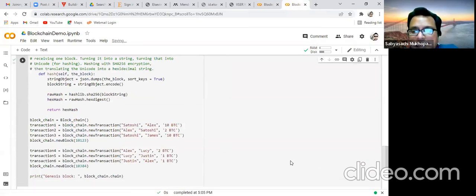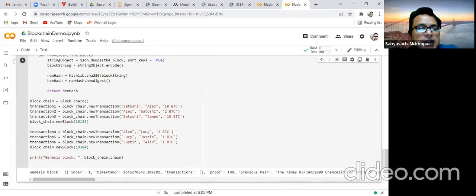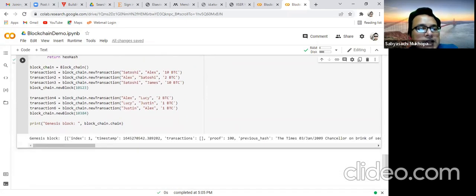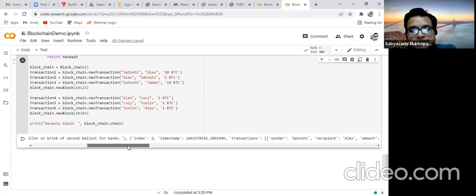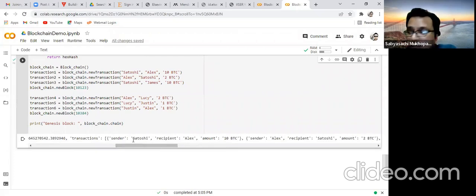Now you see the code has run successfully, and this kind of output will come up, where you see print genesis block, blockchain.chain. The genesis block has index one. This is the first block, with a proper timestamp showing when it was generated, the transaction, proof 100, the previous hash, every detail. Then index two, with its timestamp and transactions: the sender is Satoshi, the recipient is Alex, the amount is 10 BTC, 10 Bitcoin.